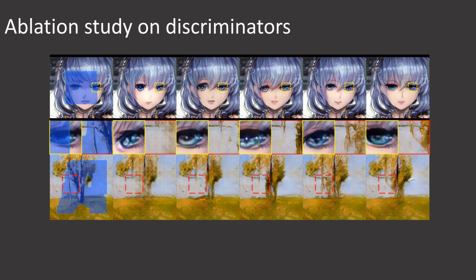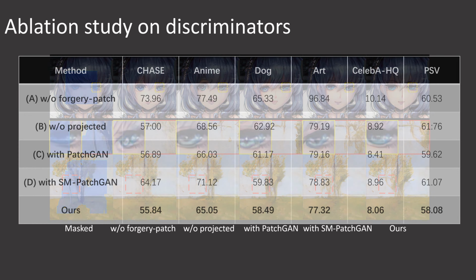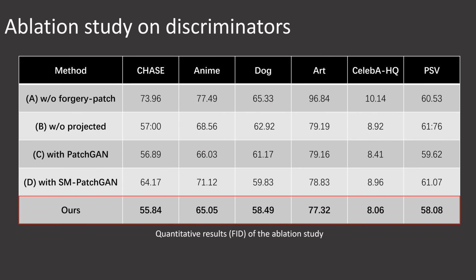We further performed an ablation study with GRIG without the forgery patch discriminator, GRIG without the projected discriminator, GRIG with the forgery patch discriminator replaced with PatchGAN's discriminator, GRIG with the forgery patch discriminator replaced with SM-PatchGAN's discriminator, and ours. In comparison, GRIG shows the best performance on both quantitative and qualitative measures.